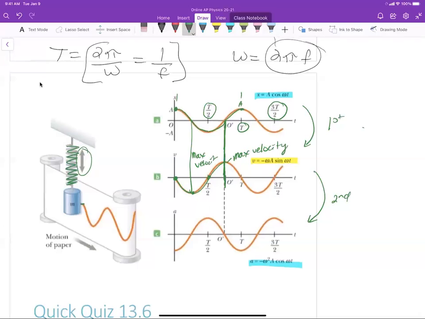Where am I at max acceleration? When I'm at my amplitude. Where am I at max acceleration? Where I'm at negative A. Where am I at my max acceleration? I'm at my max amplitude again.